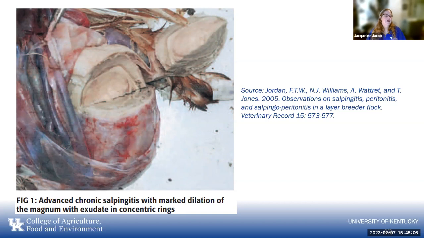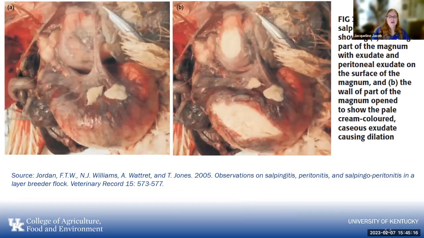So this is in the magnum, and you can see the concentric rings in the material, and they say it smells like cooked eggs. This is the same thing, chronic salpingoperitonitis. They're saying that would indicate it in the cavity, but mostly they're showing you the magnum, which is swelling with all that exudate in it. And the surface of the magnum has stuff on it. So that's where it's in the body cavity. And again, you can see the pale cream-colored caseous exudate, which means it's cheese-like, causing problems in the magnum.